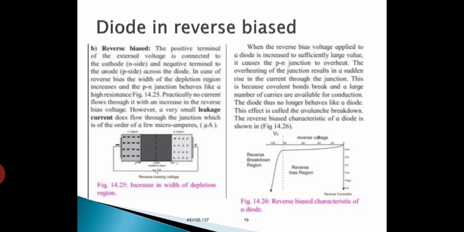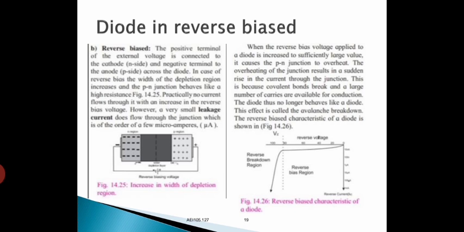Practically, no current flows through it with an increase in the reverse bias voltage. However, a very small leakage current does flow through the junction, which is of the order of a few microamperes. Now we discuss the IV characteristics.